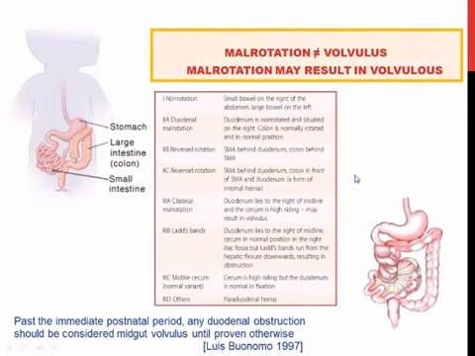We must clarify that malrotation is not equal to volvulus. There are several subtypes, but the classical type of the duodenum lying to the right of the spine and the cecum in a high and medial position results in a short mesentery and has a propensity to volve. Therefore, past the immediate postnatal period, any duodenal obstruction should be considered midgut volvulus until proven otherwise.